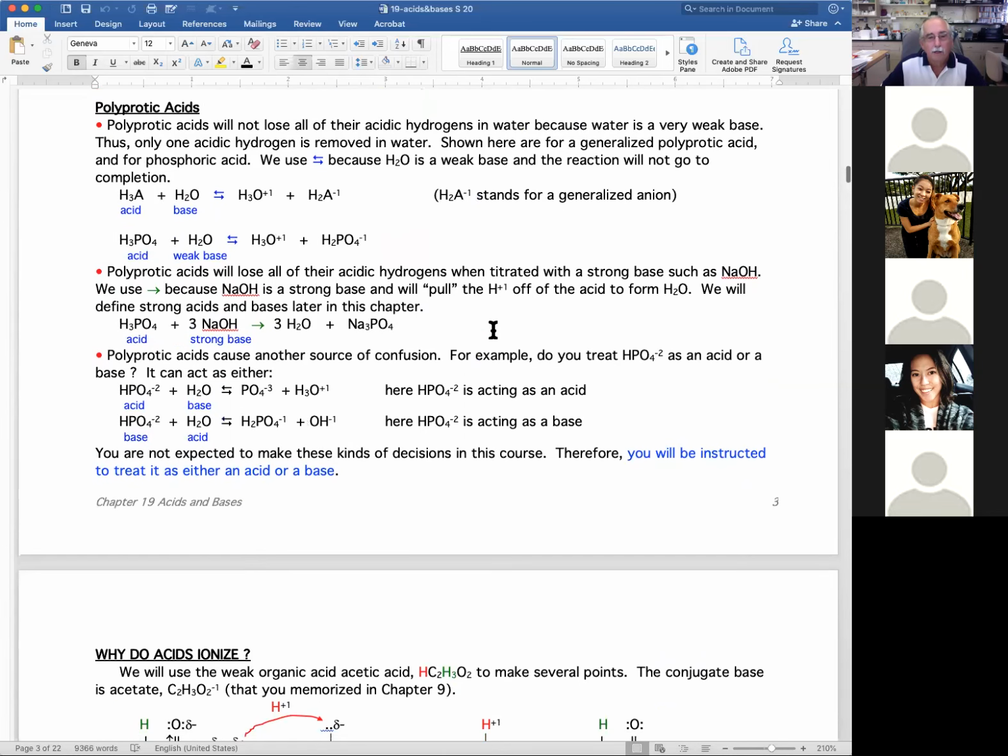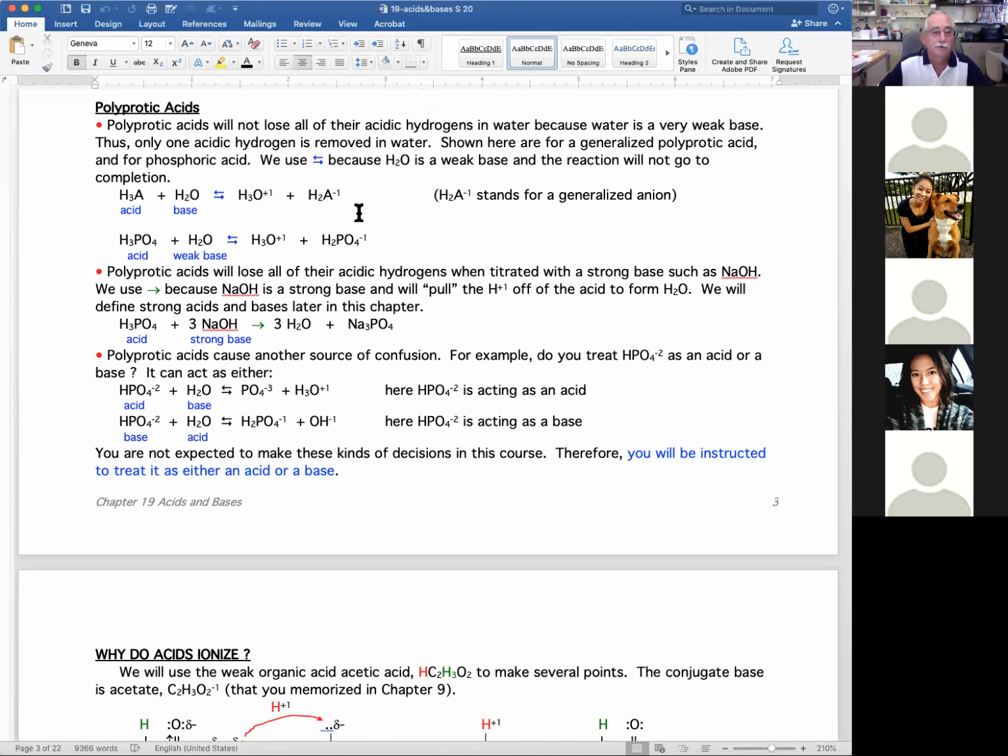Then we have polyprotic acids. Polyprotic acids will not lose all of their acidic hydrogens in water. Essentially, they lose only one. So here's what happens. Even though there are 3 hydrogens that could act acidic in this molecule, if I put it in water, only one of them comes off.